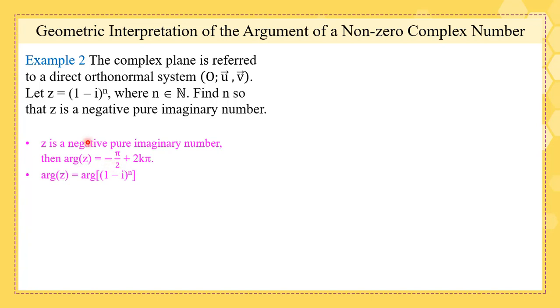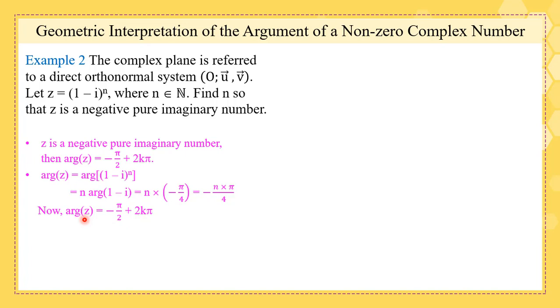Then let's try to find the argument of z. This is (1 minus i) to the power n. Using the properties of argument, n becomes outside. So this is n times the argument of 1 minus i, and using the calculator, the argument of 1 minus i is negative pi over 4, and this is what we get.